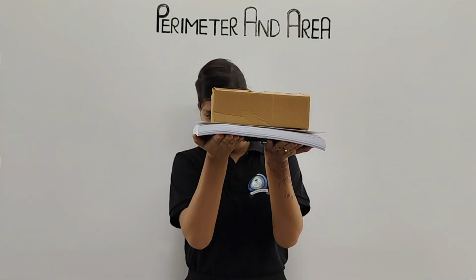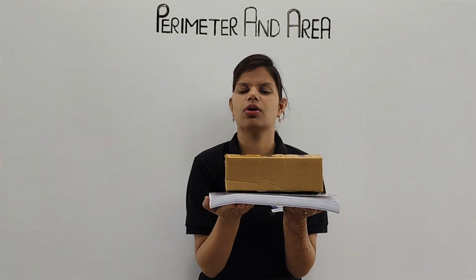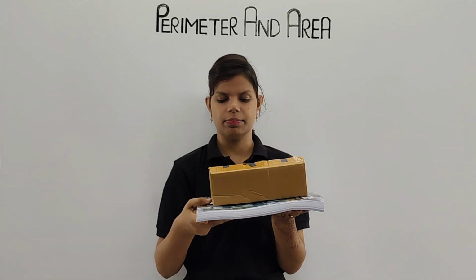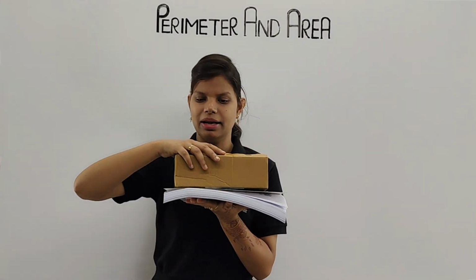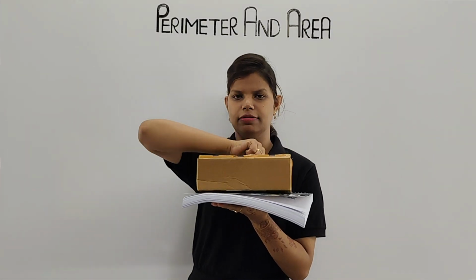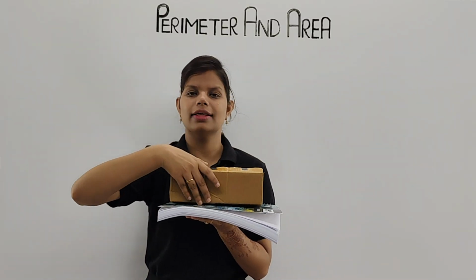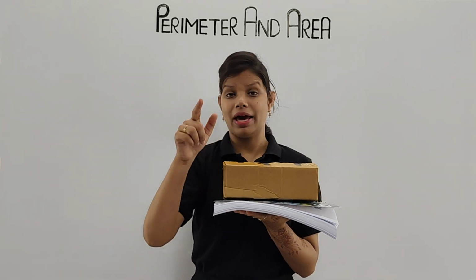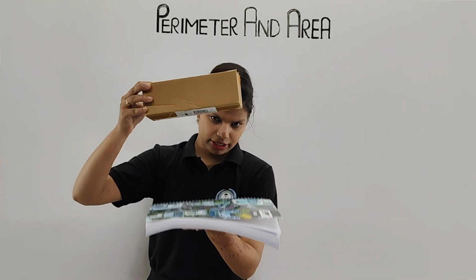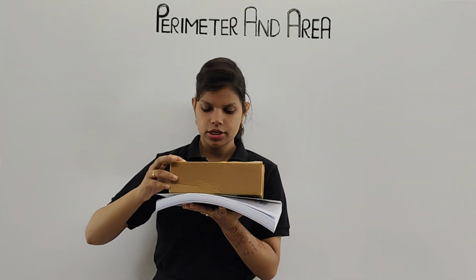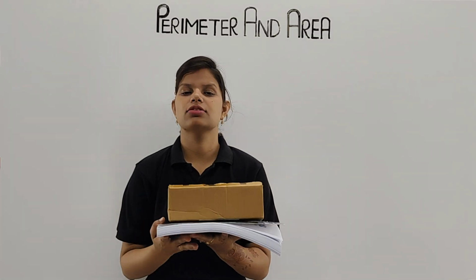What is called area? This is my palm, and whatever shape is covered by it, that is called the area of this given figure. Another example: I'm again holding this in my hand and I put one box. Perimeter means the outer boundary of any figure. If I put this box on this plain notebook, the space it covers, that is called your area.